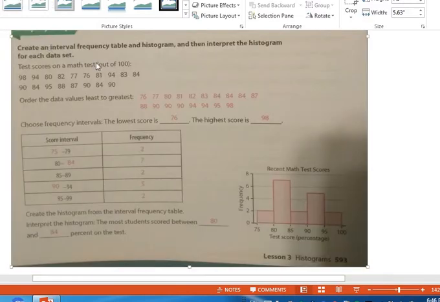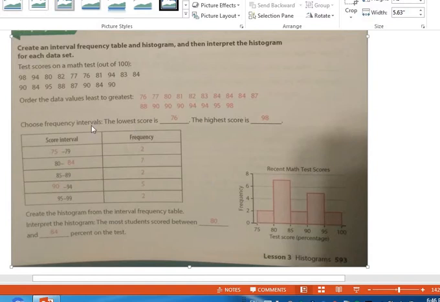Create an interval frequency table and histogram, and then interpret the histogram for each data set. Let's do it together step by step. Test scores on a math test out of 100: 98, 94, 80, and so on. The first step, what to do? Order the data values from least to greatest: 76, 77, 80, 81, and so on until I get to 94. And if I have a repeated number, just write it.